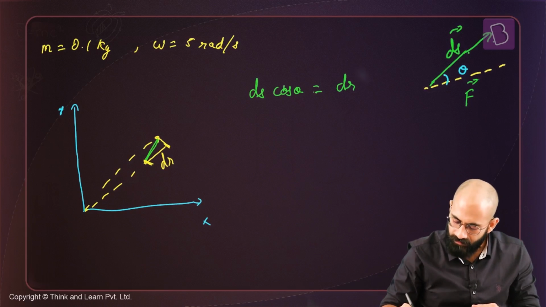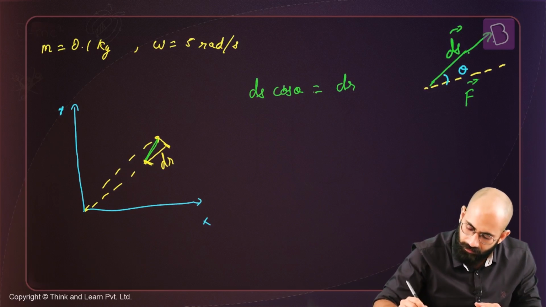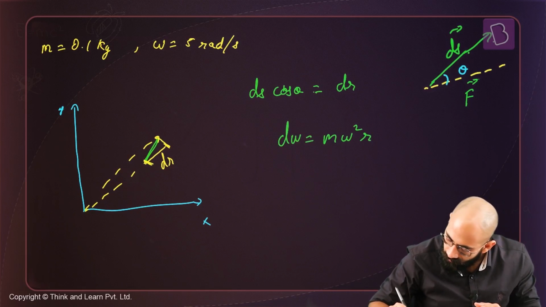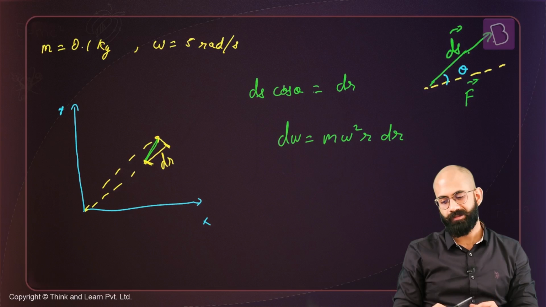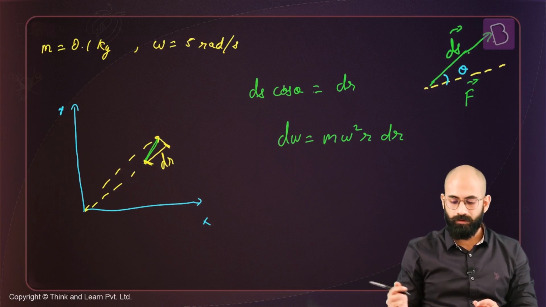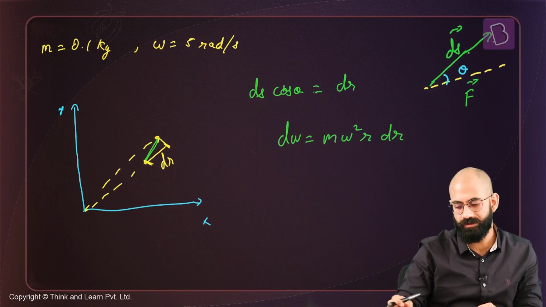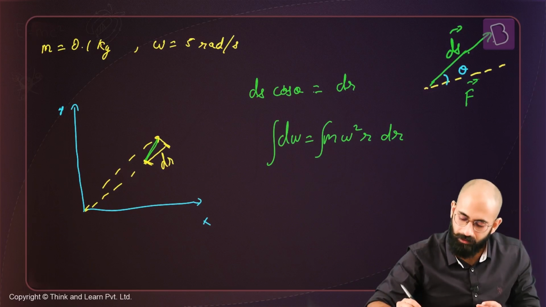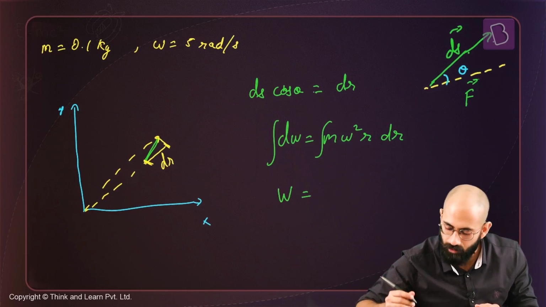So if I bring that in this equation, I'll get dW is equal to m omega squared r into dr. Okay. Now what do we do? Now nothing. So now we know the small infinitesimal value of work, which is this. So we integrate both sides. Integral dW will be capital W. Let's say that's the total work done.